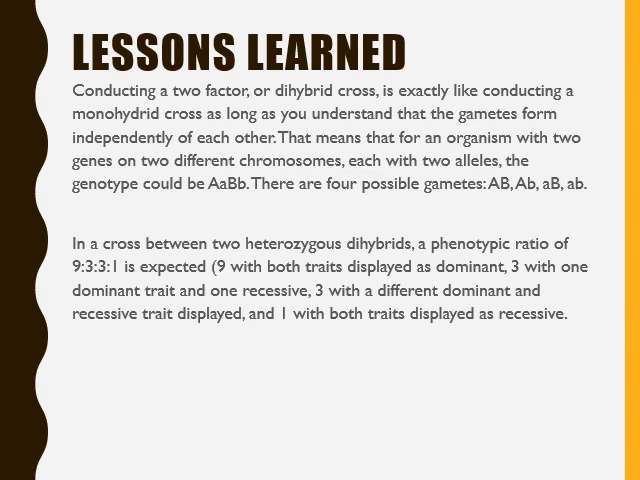Whenever you cross two fully heterozygous dihybrids, you're going to see this amazing ratio of 9 to 3 to 3 to 1 every single time. And when you're writing your phenotypic values, typically you're going to write two dominant traits, one dominant and one recessive, the other dominant and the other recessive, and then both recessives. When you cross two fully heterozygotes, you tend to see 9 to 3 to 3 to 1 in those ratios.